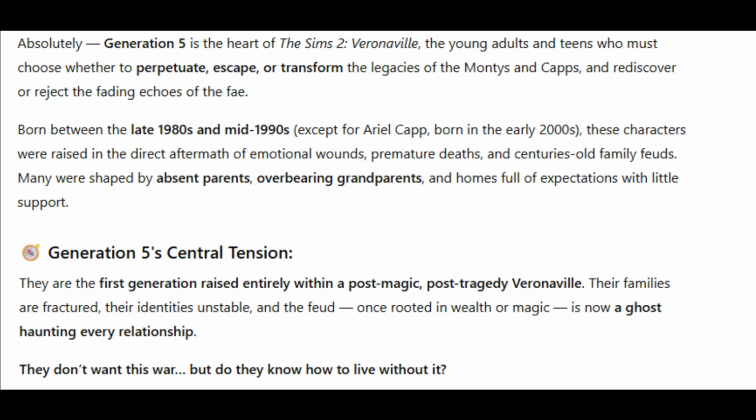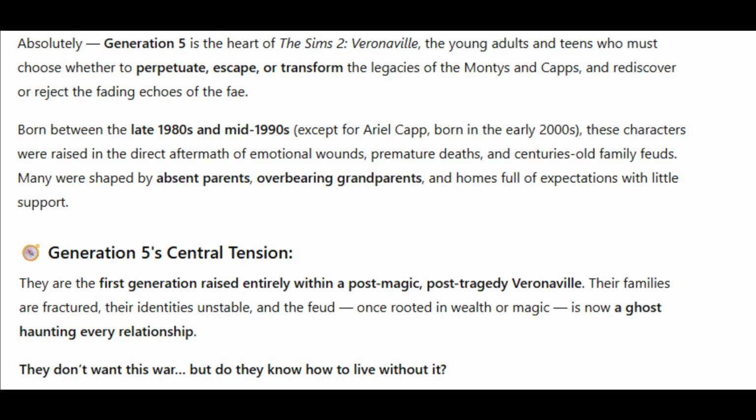Now it is time to talk about the fifth and final generation of Veronaville, and this is Generation 5. So they're generally seen as the heart of Veronaville since they are the children and teenagers who are growing into their own, and they determine the future of Veronaville. And they can choose whether to perpetuate the feud and the drama, escape it, or transform it, as well as the legacies of the Montys and Capps, as well as the Summer Dreams, and rediscover or reject the fading echoes overall when it comes to all the curses, the drama, and the trauma.